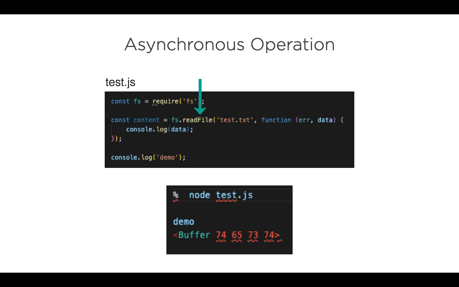So here we have the readFile operation using the fs module, and then there is this callback function which will be called when the read operation completes, and it will log a message to the console with the file content. And after that we have a message to the console, demo. Now when we run it, we see the demo message first before the file content, as the asynchronous nature will hand off the read operation to the OS and move on to print the demo message first, and when the read operation completes, the callback function is called, printing the file content.